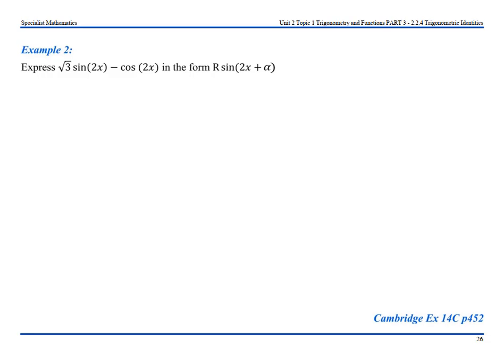Our final question here. Express square root of 3 sine of 2x minus cos of x, cos of 2x in the form of r sine 2x plus alpha. So let's start with this r sine 2x plus alpha.